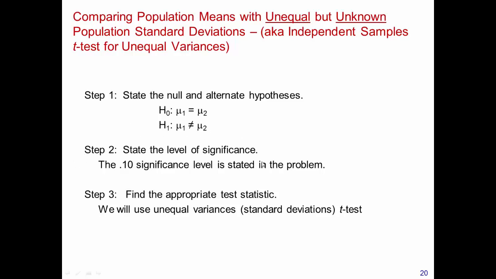Step 2, state the level of significance. Again, that is 0.10. That's the level of risk that we are willing to accept of rejecting the null hypothesis when in fact it is true. And then we are going to determine the appropriate test statistic, which in this case is the unequal standard deviations independent samples t-test, or unequal variances independent samples t-test, same thing.